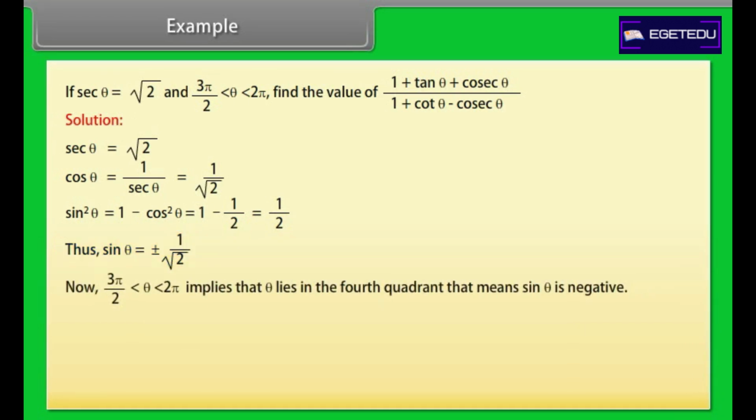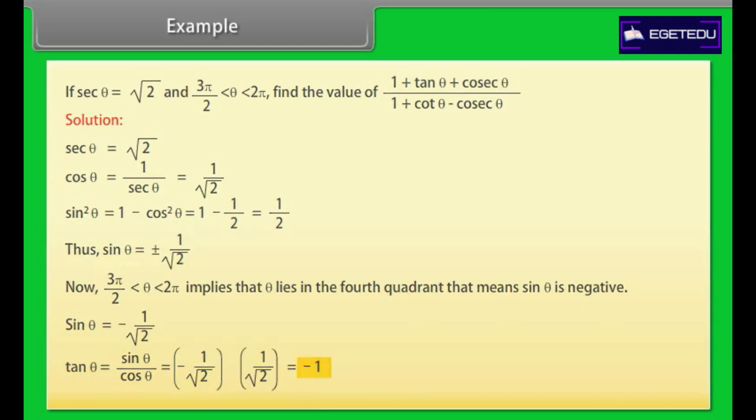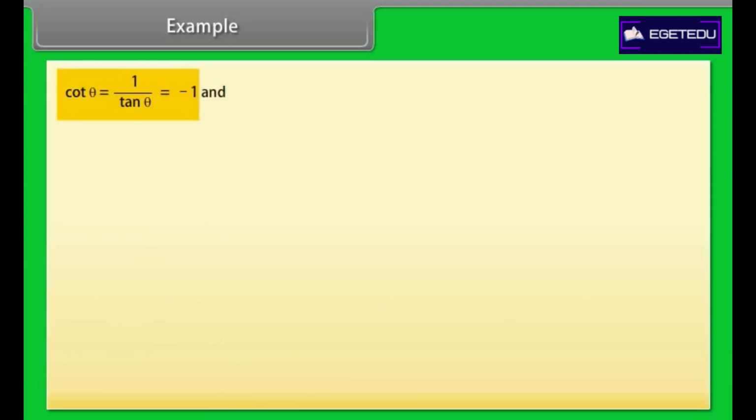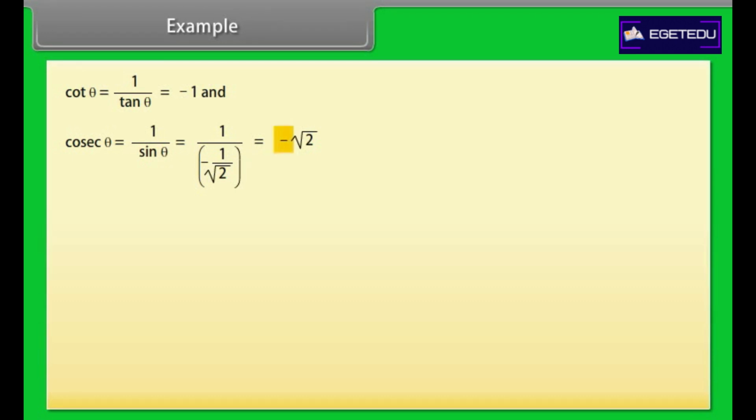Now, 3 into pi by 2 less than theta less than 2 into pi implies that theta lies in the fourth quadrant. That means sin theta is negative. Sin of theta is equal to minus 1 by under root 2. Tan of theta is equal to sin of theta by cos of theta is equal to minus 1 by under root 2 upon 1 by under root 2 is equal to minus 1. Cot of theta is equal to 1 by tan of theta is equal to minus 1 and cosec of theta is equal to 1 by sin of theta is equal to 1 by minus 1 by under root 2 is equal to minus under root 2.